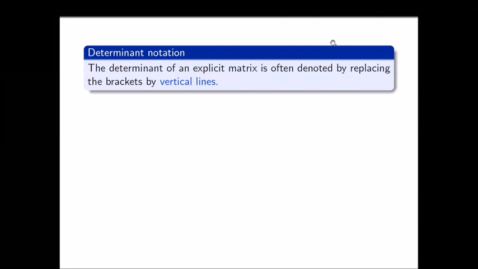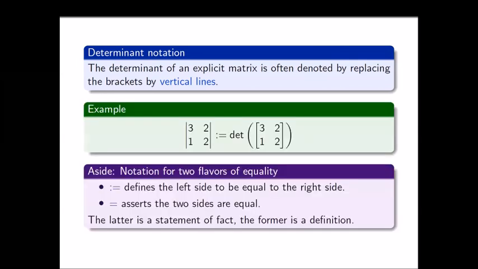When we write the determinant of an explicit matrix, we just replace the brackets with vertical lines. For example, if you're given the 2 by 2 matrix 3, 2, 1, 2, and we want to write its determinant, the shorthand notation is just writing the entries of the matrix between two long vertical lines. One more thing here: this symbol with a colon and equality sign defines the left side to be equal to the right-hand side. This is the symbol for definition that mathematicians usually use.